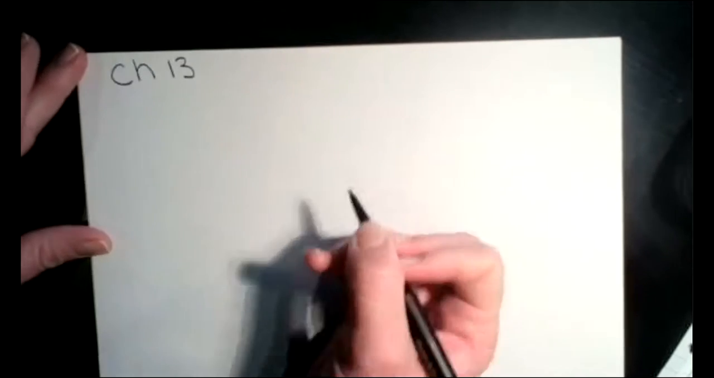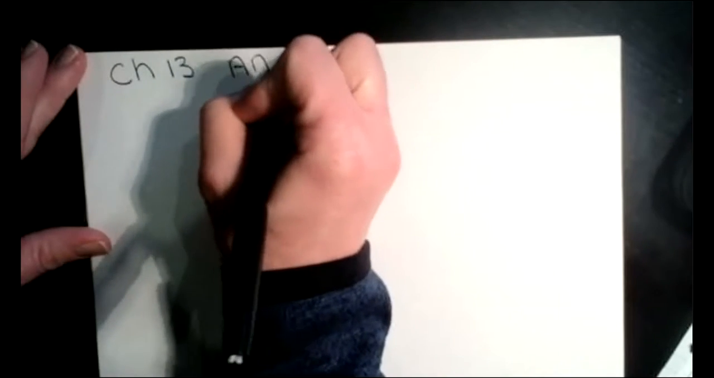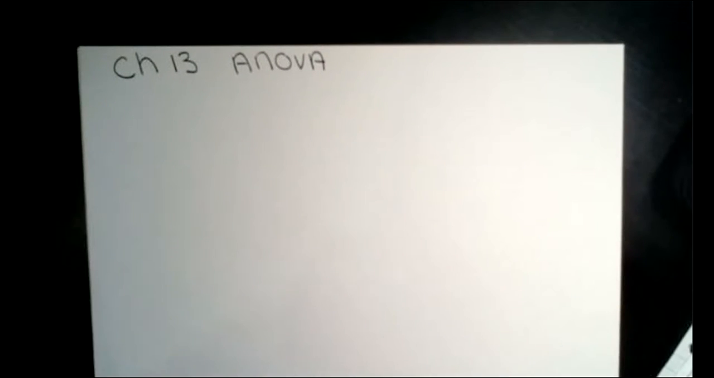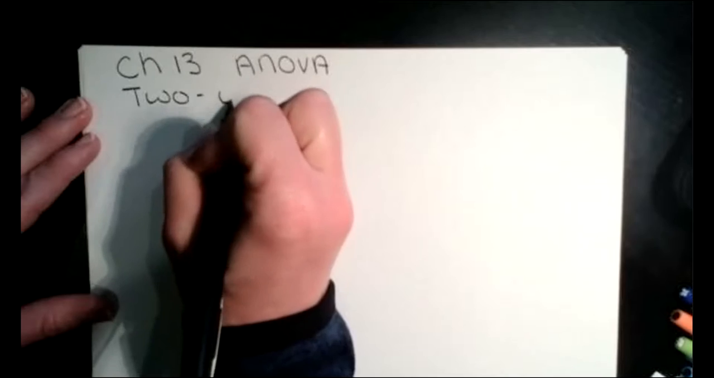Okay, guys, so we're still in chapter 13. This is going to be the end of chapter 13 for us. And remember, in chapter 13, we're studying ANOVAs. That's analysis of variance. And today, it's kind of fun because we're going to just continue with what we were doing, but we're going to take it a step further, and we're going to look at what we call a two-way ANOVA today.